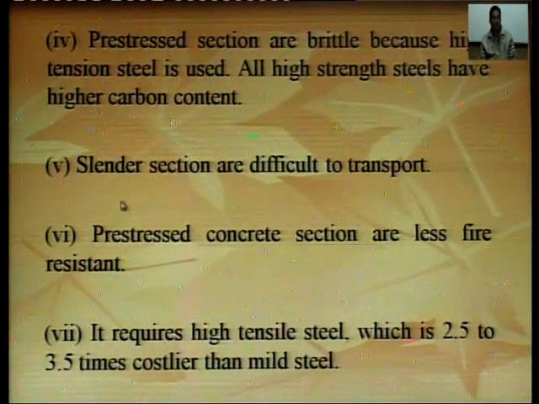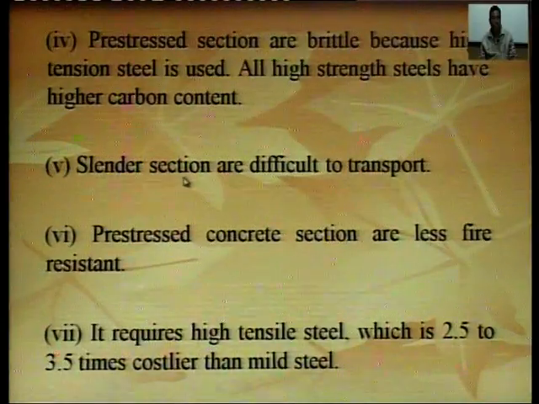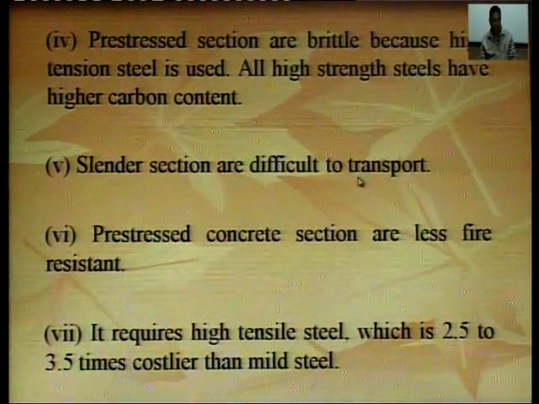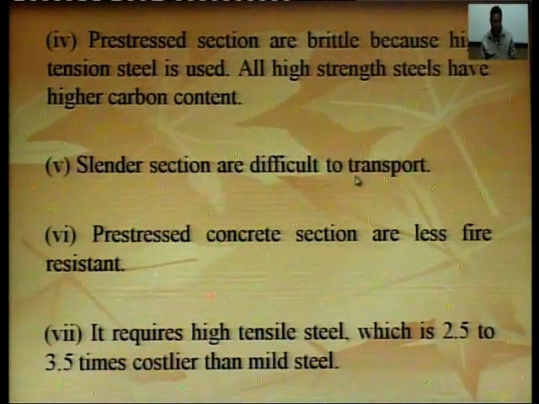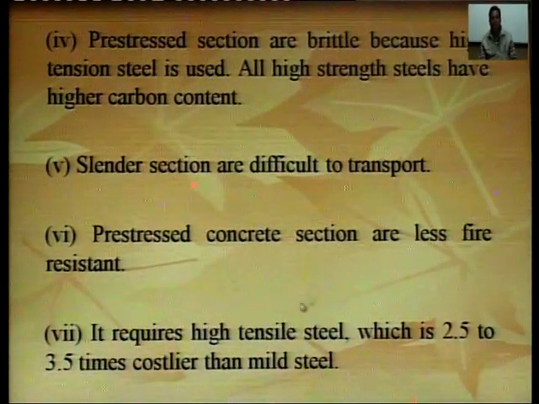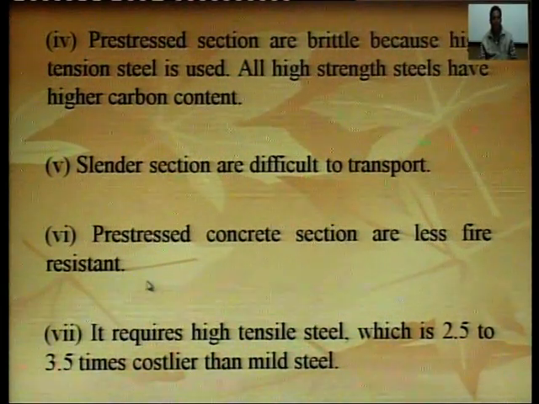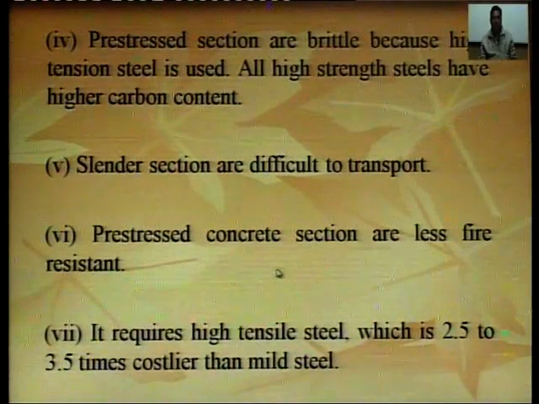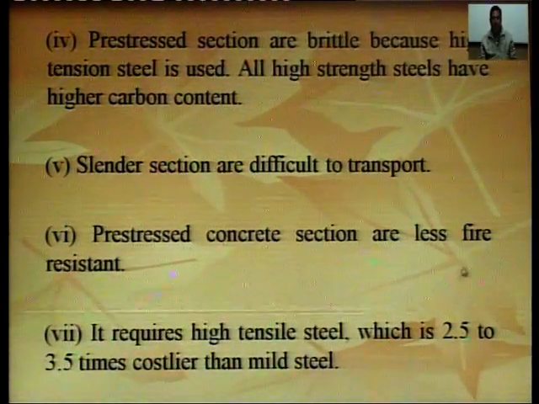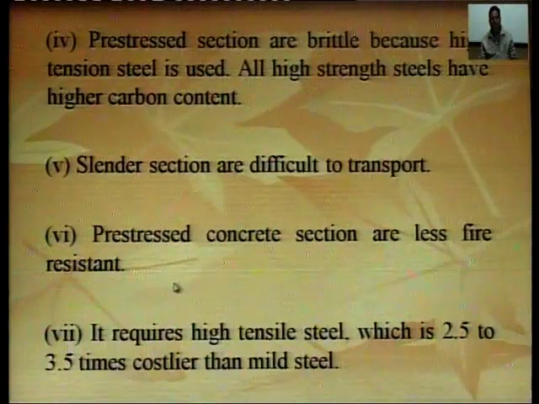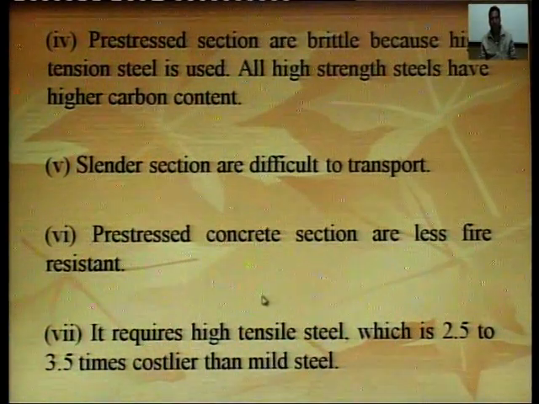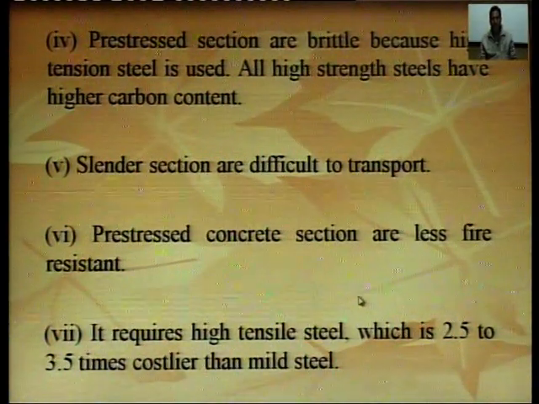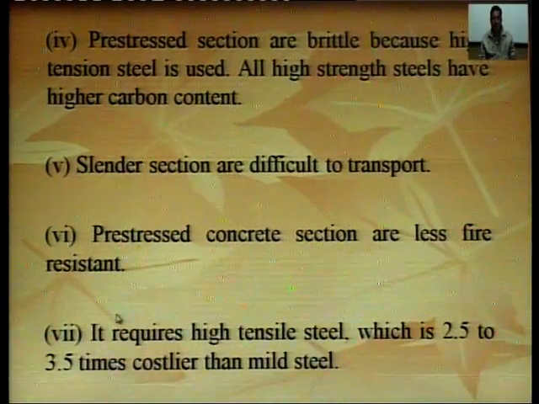Fifth disadvantage is slender sections are difficult to transport. So, there is difficulty to transport a huge section. Next disadvantage, pre-stressed concrete sections are less fire resistant. Because pre-stressed concrete members are thin in section, therefore, these are less fire resistant.